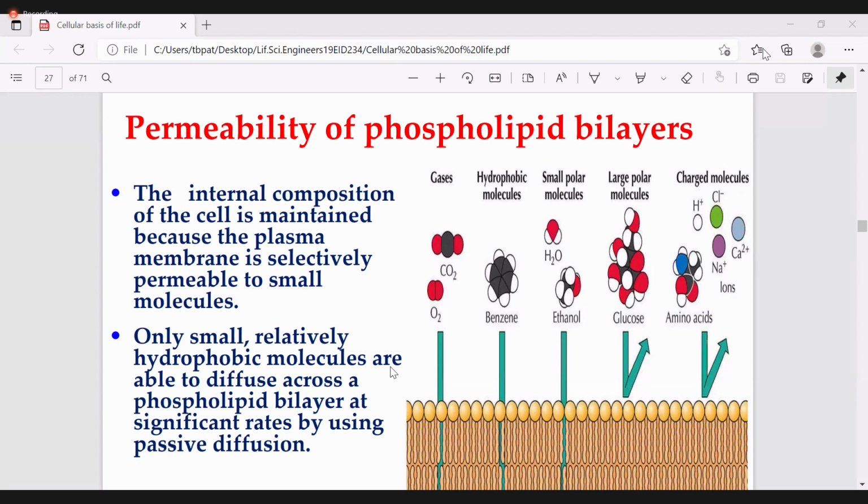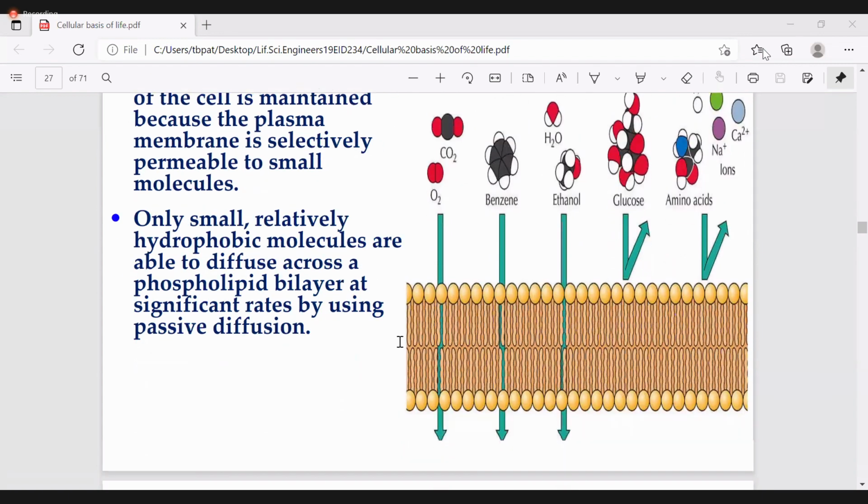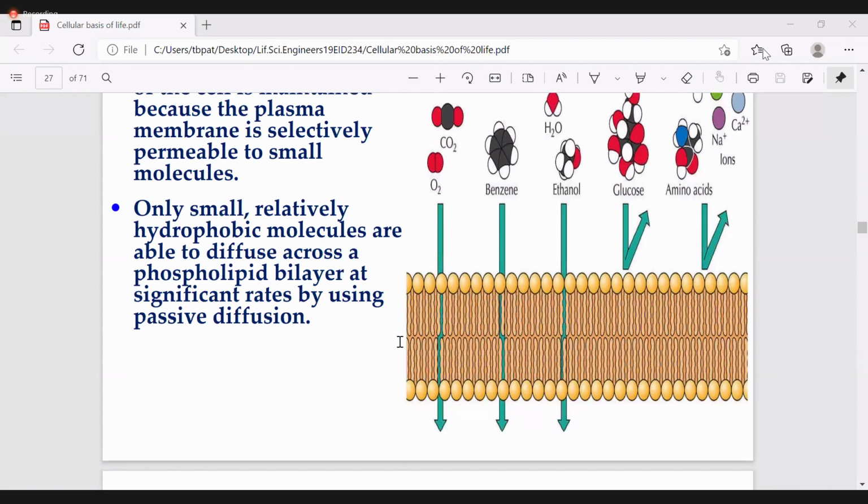In all these cases, it depends upon whether the molecule is hydrophilic or hydrophobic. This is fundamental in our chemistry. The internal composition of the cell is maintained because the plasma membrane is selectively permeable to small molecules, whether polar or non-polar, which determines whether they are eliminated, withdrawn, or actively allowed.